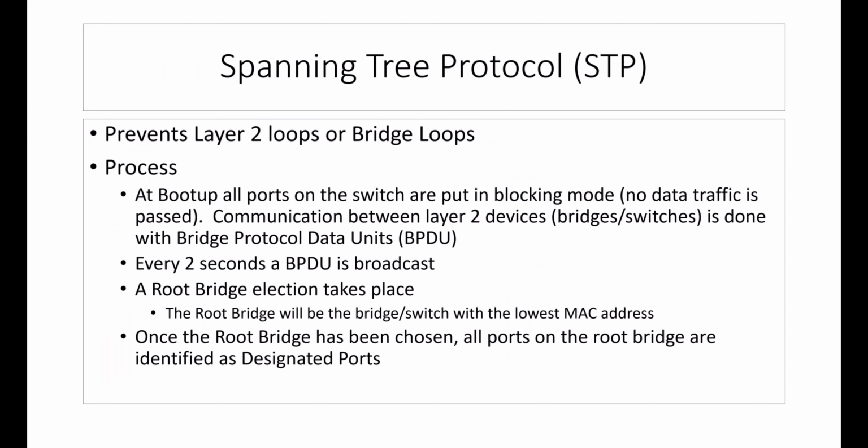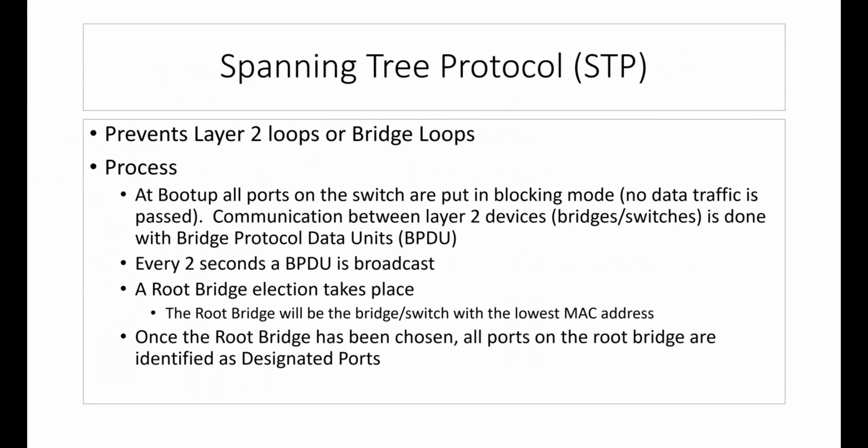In the process, when our switches first boot up, they put all the ports into a blocking mode. In blocking mode, no traffic except for the BPDU can transmit. Every 2 seconds, the BPDU is broadcast. That BPDU, for the selection process, will contain the MAC address of each switch. The switch with the lowest MAC address becomes the root bridge, or the root switch.